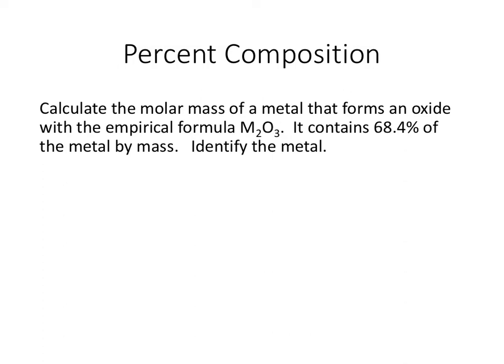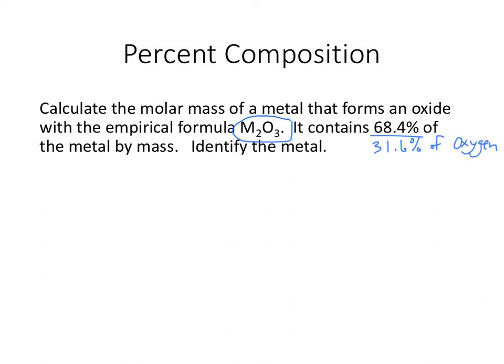So hopefully you did. This time we're going to calculate the molar mass of a metal, some random metal, that forms an oxide with the empirical formula M2O3. So the formula is going to be M2O3, 2 metals, 3 oxygens. It contains 68.4% of the metal by mass, and hopefully you look at that and think, that obviously means there's 31.6% of the oxygen by mass.